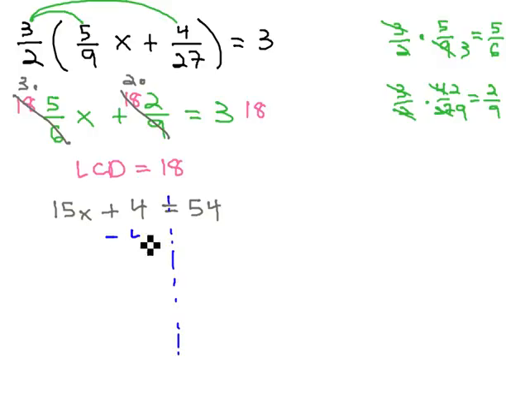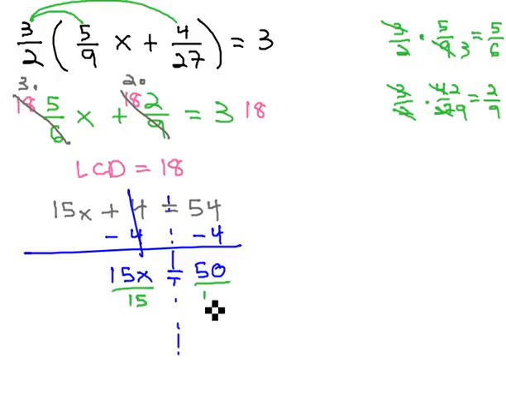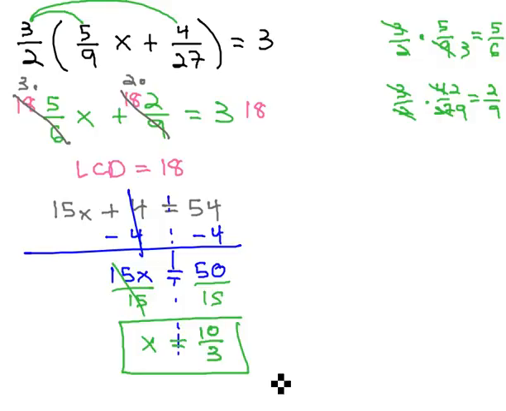Getting rid of the 4 positives with 4 negatives, we're left with 15x equals 50. And finally, dividing both sides by 15, the x is alone, and we can reduce that fraction, 50/15, by dividing by 5 to get 10/3 for our final solution.